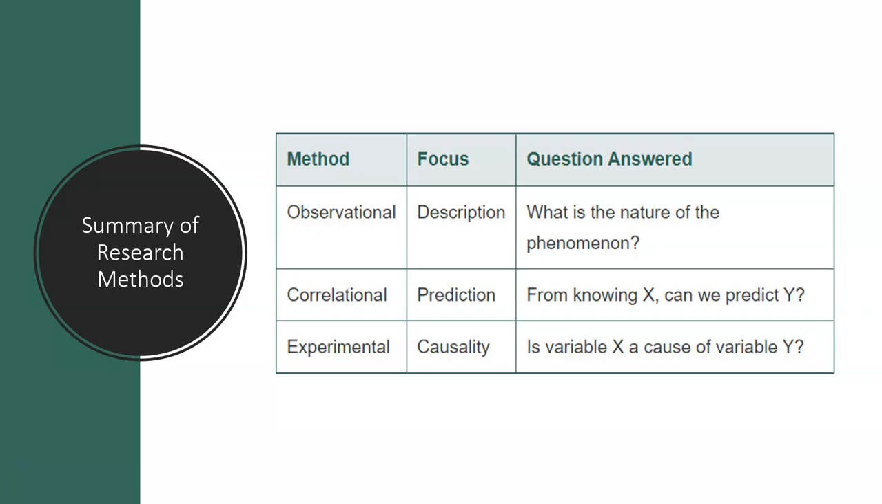So just to give you a little more information about these three broad categories of methods, observational methods are all about description. What's there, or what's the nature of the phenomenon. Correlation is really about prediction and association. If I know X, can I predict Y? And then experimentation is about causality. If I change X, will it cause a change in Y?